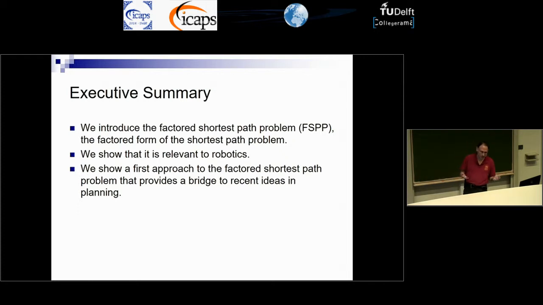So what I want to do in this talk here is I want to introduce the factored shortest path problem. It's a factored form of the shortest path problem, and I will explain what that means. I will show that it is relevant to robotics, and then I will show sort of a first approach basically as a feasibility study that shows that we can exploit the structure to solve this shortest path problem efficiently.